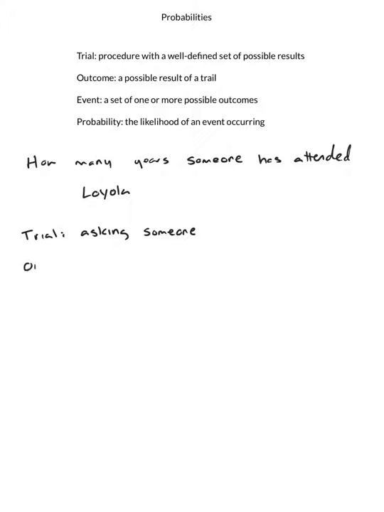The outcomes would be, they could say, well, I've been here no years. I might have been here 1 year. May have been here 2, 3, 4. Maybe someone's actually been here 5 years. So these would be our possible outcomes. That is the possible results people give us. Now, if I put little braces around this, it's a list of all possible outcomes, and this is what we call a sample space. So a sample space is a list of all the different possible outcomes.